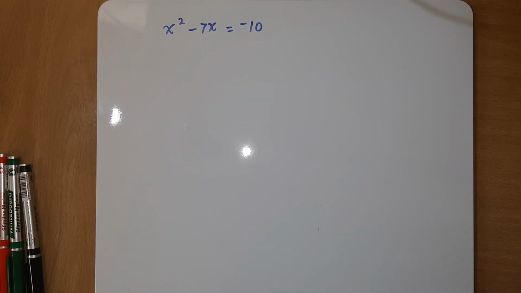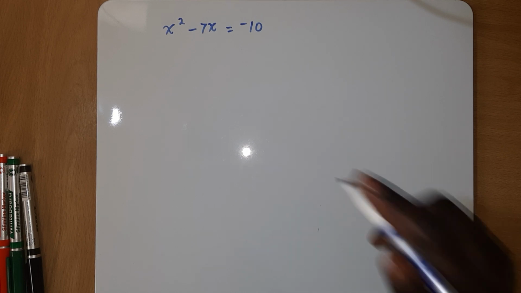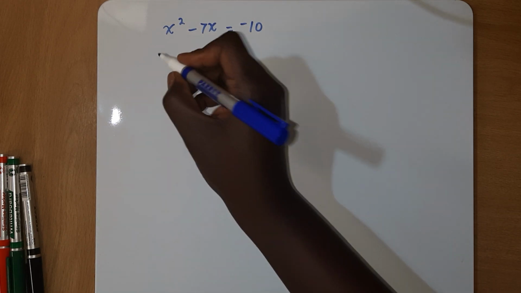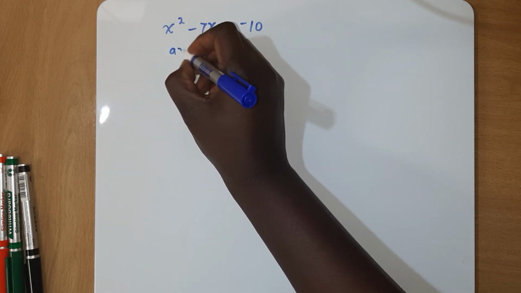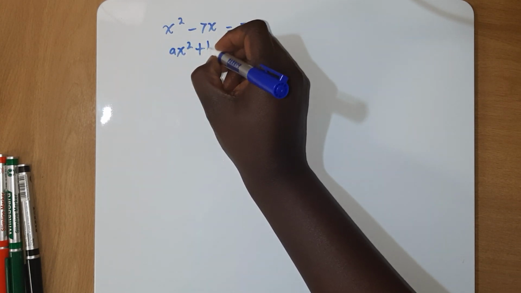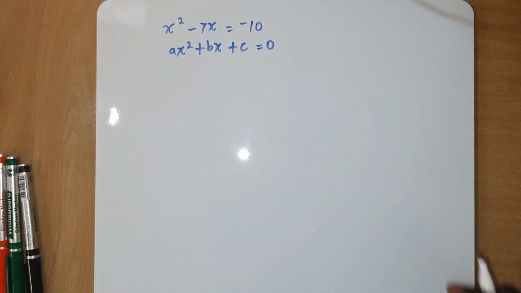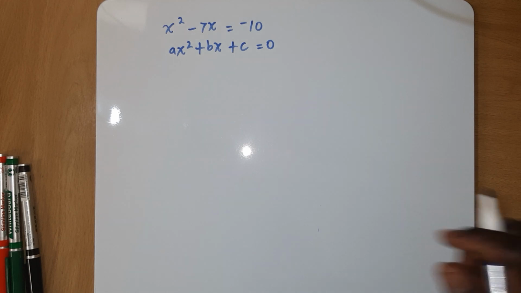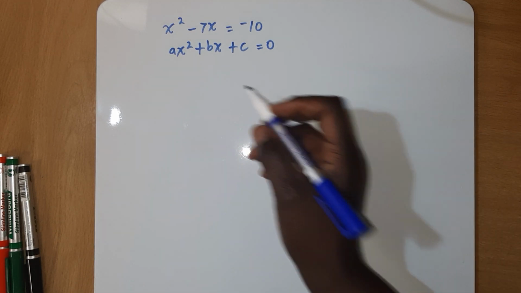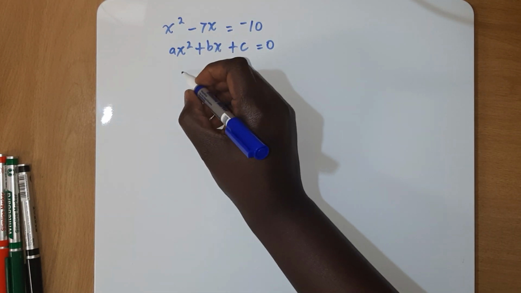Okay, let's look at another example. We have this equation here, and we need to find the solutions. So the first thing we do is write it in the form ax squared plus bx plus c equals 0. So we rearrange this equation here to get it into this form. Already we have our x squared.